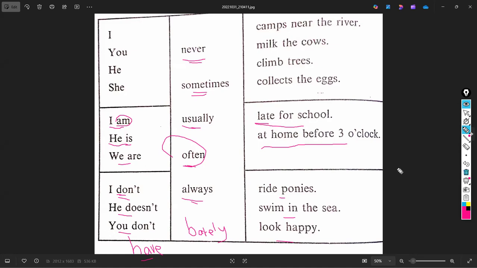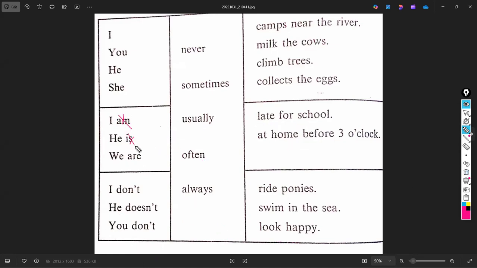Now what if I don't have them? What if I don't have verb to be, I don't have verb to do, and I don't have verb to have? If you have a main verb like go, run, sleep, drink, eat, like the verbs that we have discussed, you have to use the keyword before the main verb, not after. For example, I never milk the cows. He sometimes climbs trees. She usually collects the eggs.